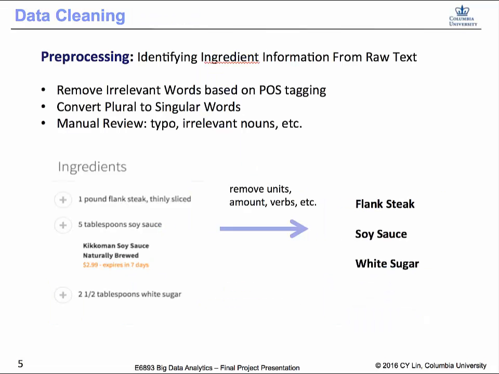In the pre-processing phase, we are trying to identify ingredient information from raw text, which typically looks like 1 pound flank steak, thinly sliced, for example. The method we use is to remove irrelevant words from the text based on their part of speech tagging. So we remove quantifiers, units, and also verbs and adverbs. The final result will look like just flank steak. We also did some manual review to correct some misspellings and also remove irrelevant nouns such as skewer, container, etc.